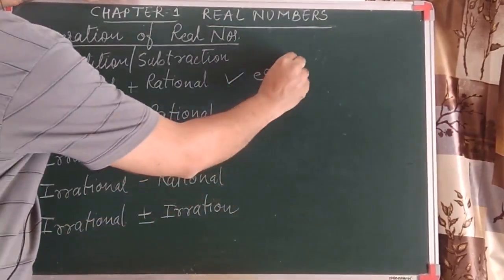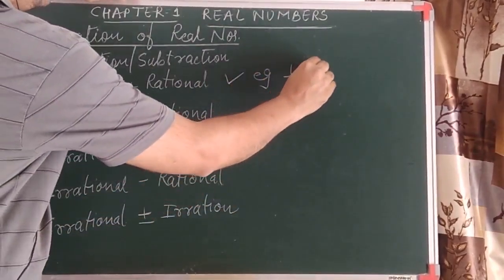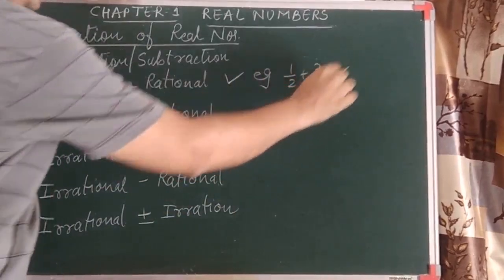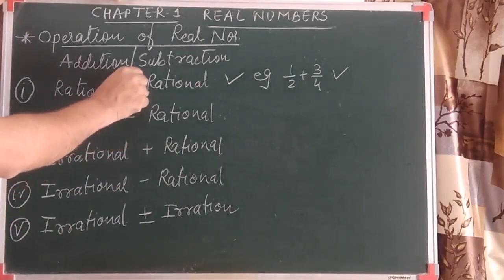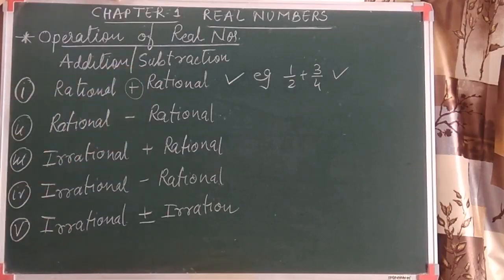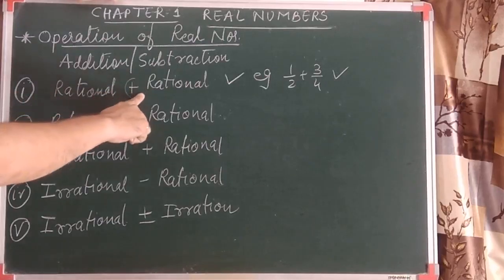If I take any two rational numbers, 1 by 2 and 3 by 4, we know that the addition is possible by taking the LCM, whatever the answer is. What we are discussing here is whether the operation written here is possible or not. How to do it, we'll discuss further. But in this topic we are discussing whether the operation between the real numbers, that is between the rational and irrational, is possible or not. We are discussing that only today.